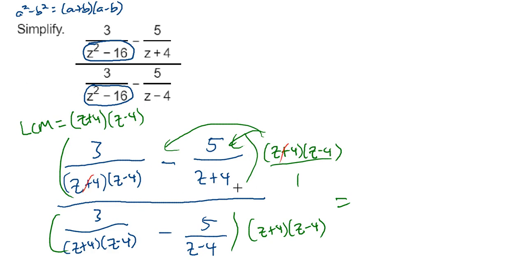z plus 4s cancel out. The z minus 4s cancel out. So what am I going to be left with? I'll be left with just the number 3 because everything else got canceled out. So we'll just have a 3 left over from that first fraction. So I have 3 here minus, for the second fraction, just the z plus 4 cancels out. So I'm going to have a 5 times z minus 4 left over. So 5 times z minus 4.